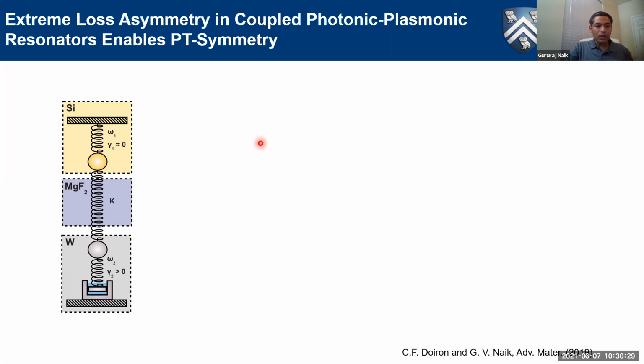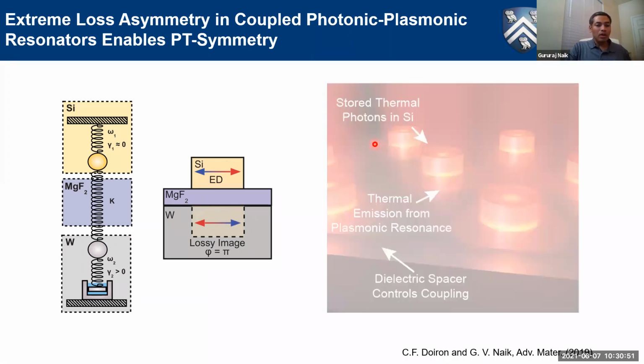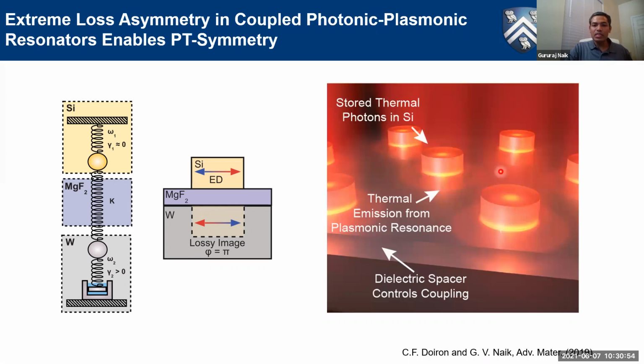them both. Now the lossless silicon resonator has an electric dipolar mode in it, whose lossy image in tungsten is what it would be coupling with. And the spacer, which is magnesium fluoride, would set the distance between these two, and hence the mode overlap, and hence the coupling. Ideally, we want tungsten to give out all the thermal photons, and then silicon just to store these thermal photons and then leak out or radiate out with a very high Q factor. So that was the idea here.